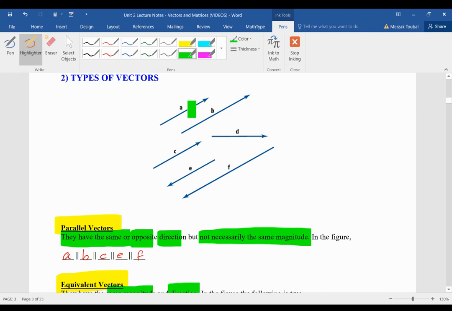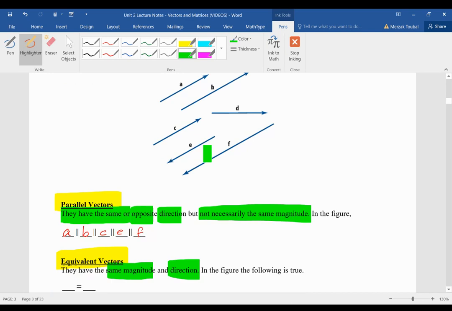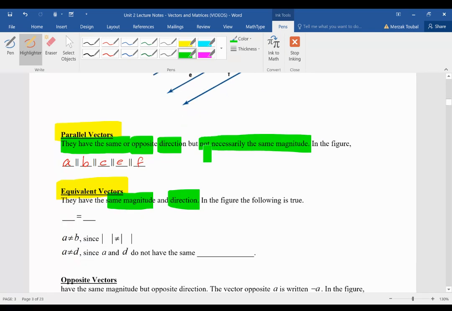It looks like vector A and C have the same direction and magnitude. Actually, these are the only two that have the same direction and same magnitude. Vector A and vector C. Okay, so let's write them down. A is equivalent to C.